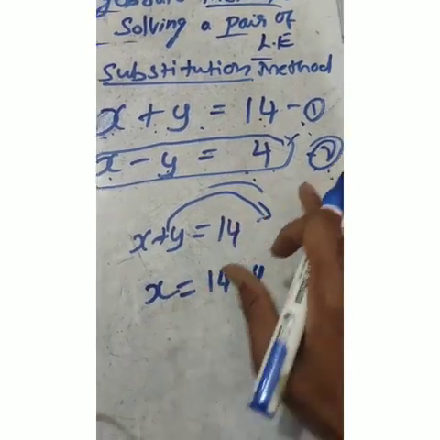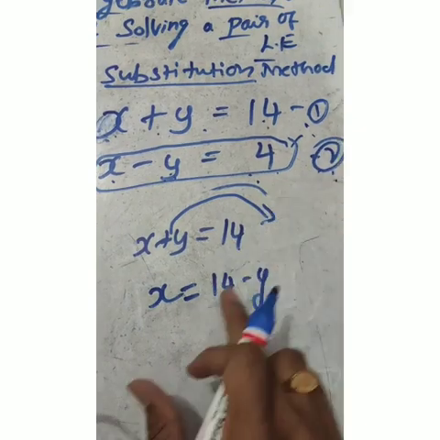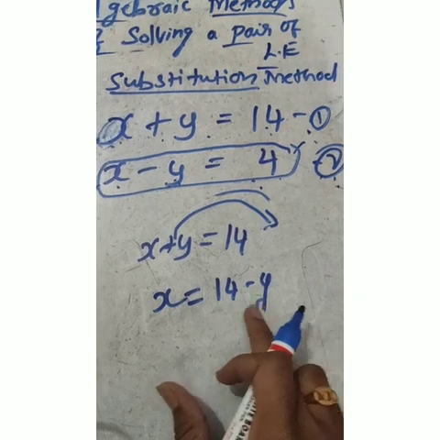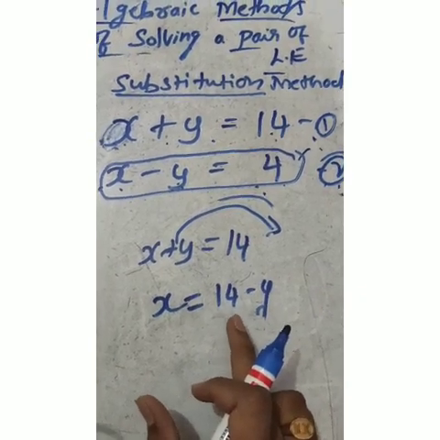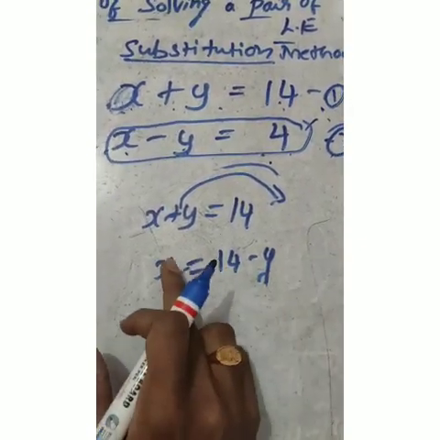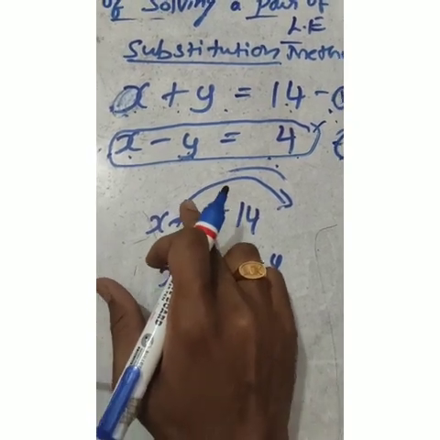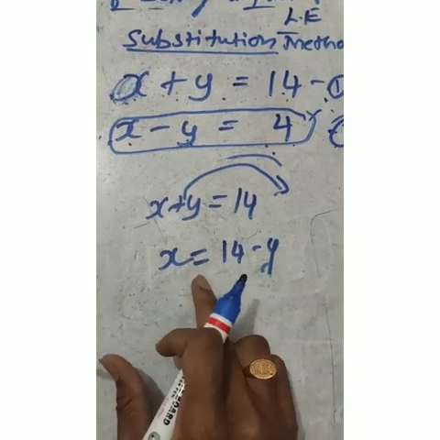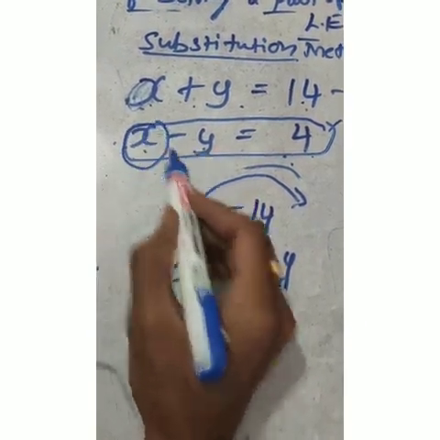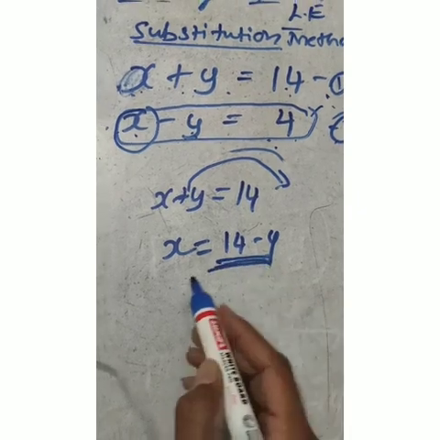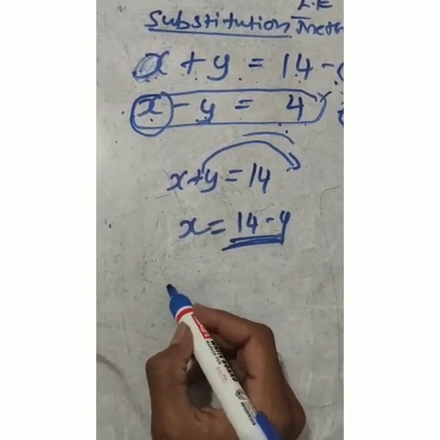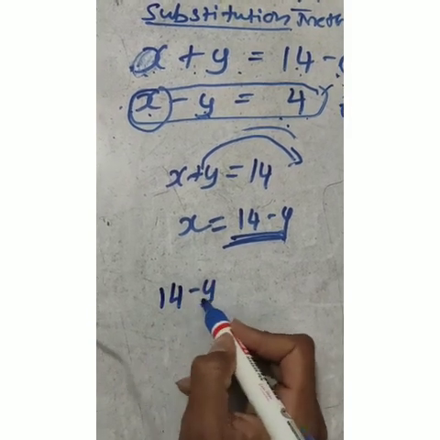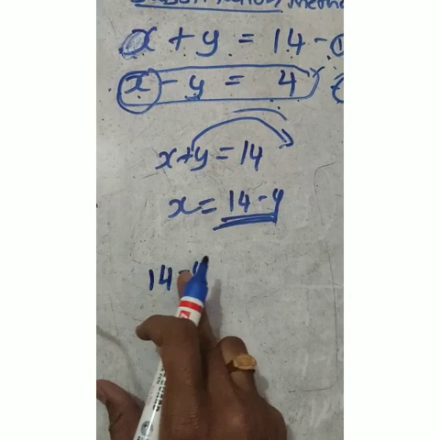In the second equation, what do we have? x minus y is equal to 4. In the place of x, in the second equation, we have to substitute 14 minus y. Why do I substitute 14 minus y? Because in the first equation I took plus y to this side, and it became x is equal to 14 minus y. In the second equation, in the place of x, I can substitute 14 minus y. I will go with the second equation, x minus y is equal to 4. In the place of x, 14 minus y.